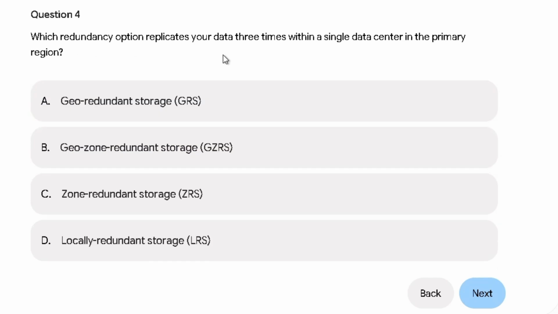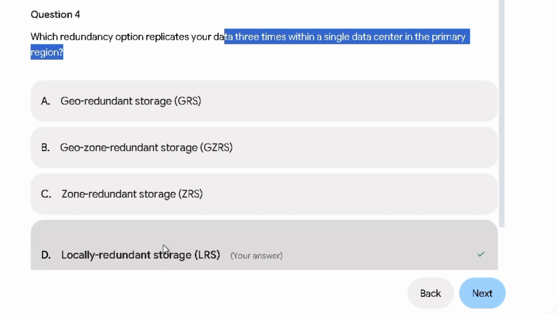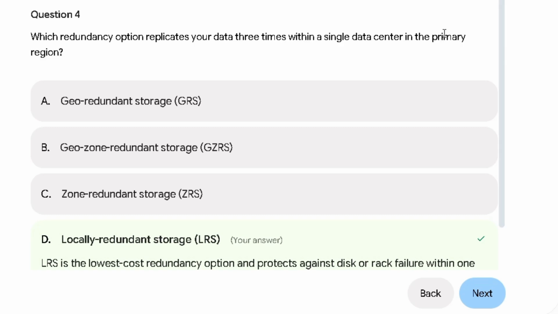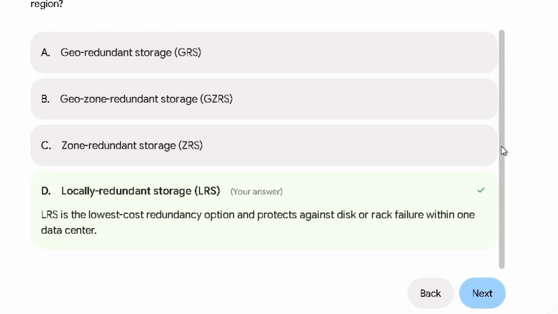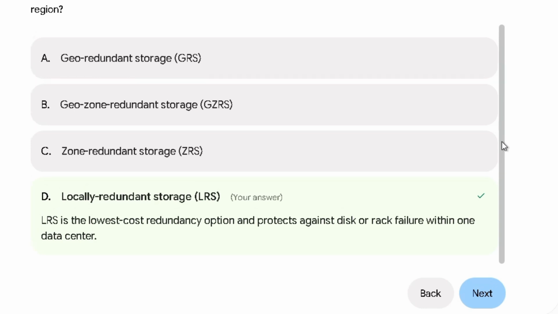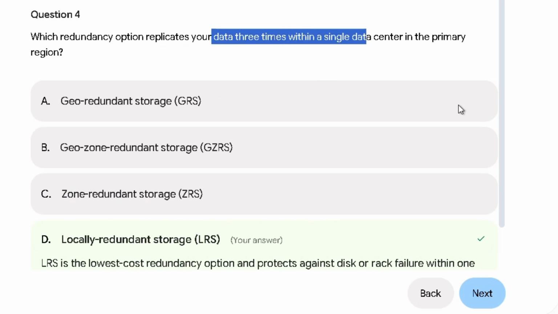Question number 4. Which redundancy option replicates your data 3 times within a single data center in the primary region? Remember, I talk about this, when I replicate data 3 times, and usually I'm referring to LRS. And LRS is the lowest cost redundancy option and protects against drive or rack failure within one data center. But LRS basically replicates my data 3 times in a single data center in the primary region.